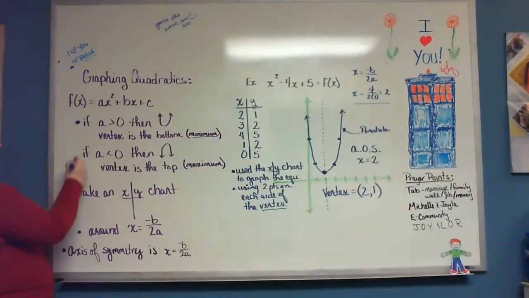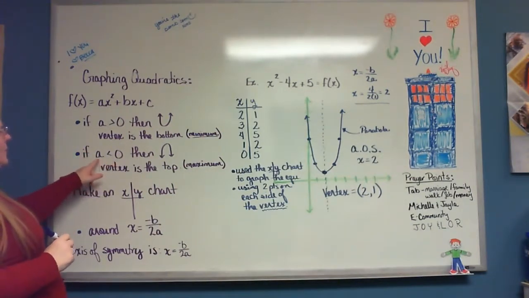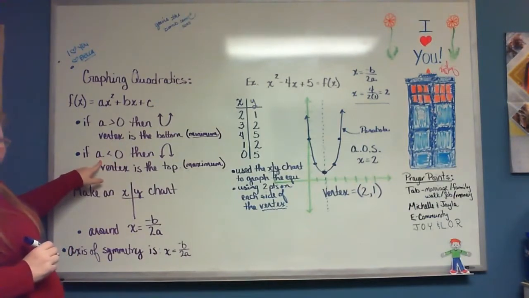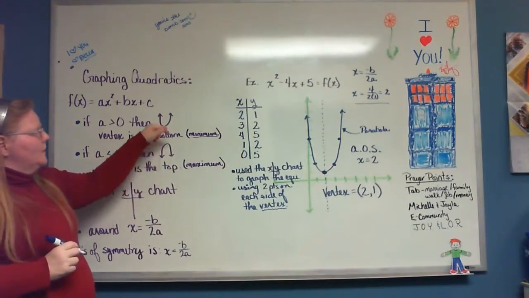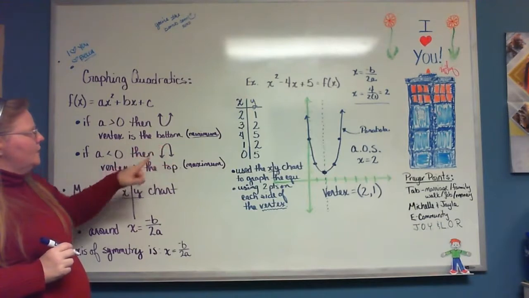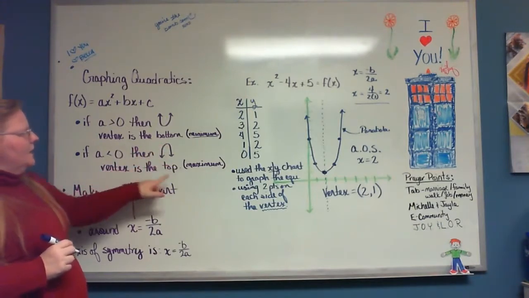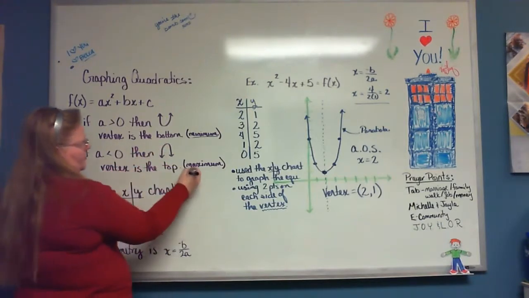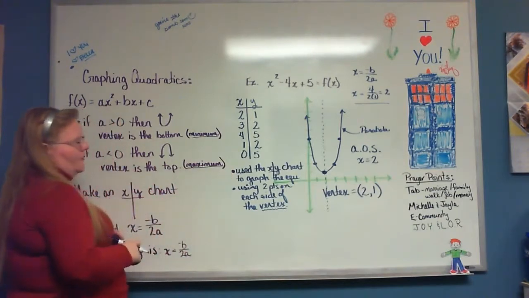If you happen to get one where the A is less than 0, in other words, if it's a negative x squared, then it's going to look like an N, and the point at the very top, which is still the vertex, is going to be known as your maximum, because it'll never go any higher than that.